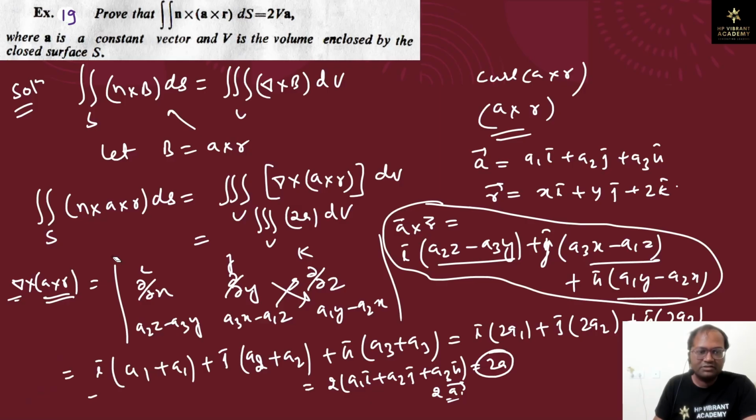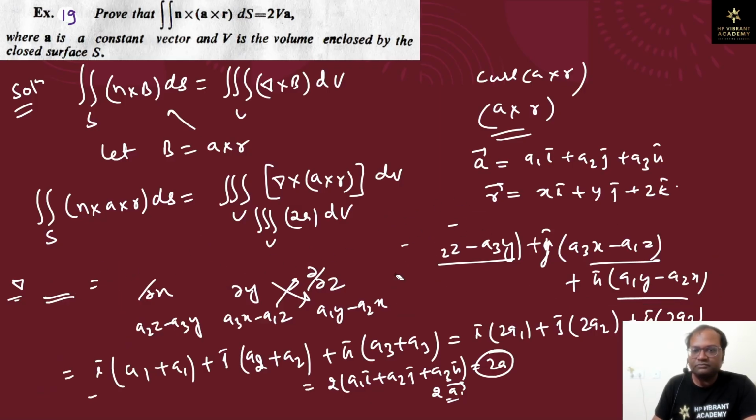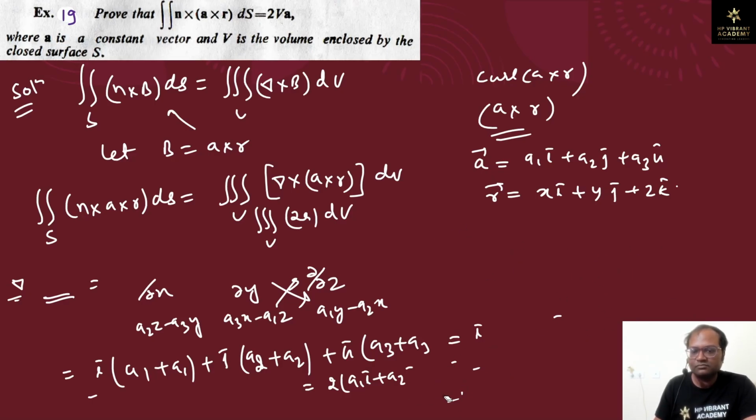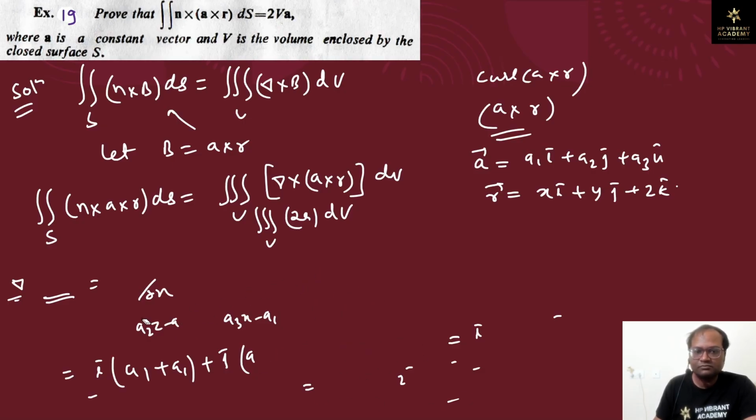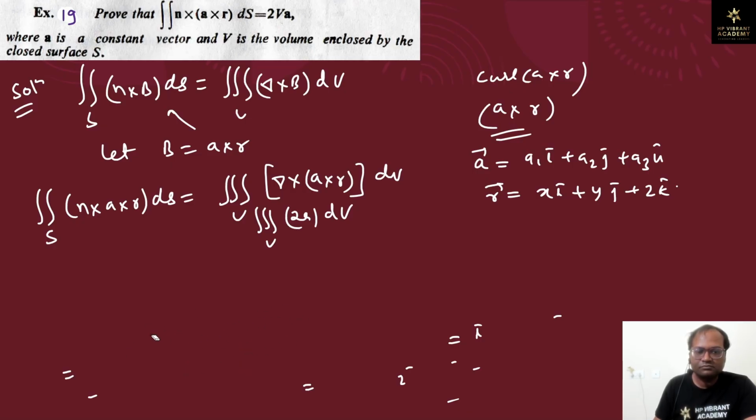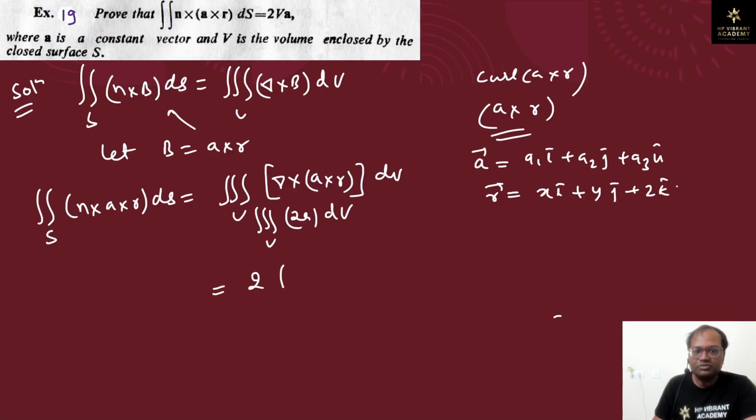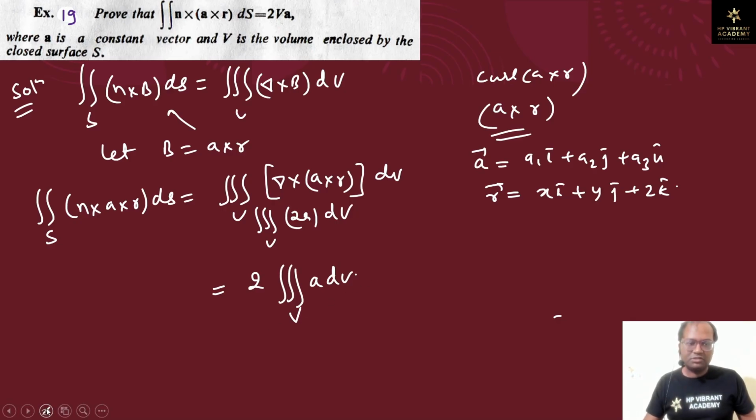Let us further simplify this. So this is nothing but 2 times the volume integral of a dV. It is better to take 2a common.